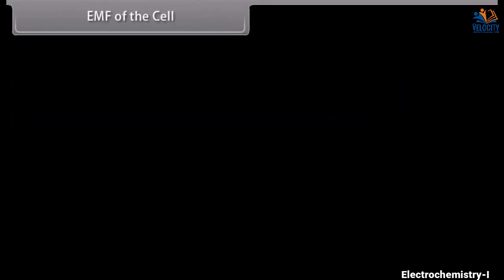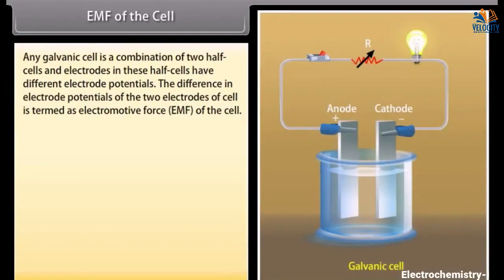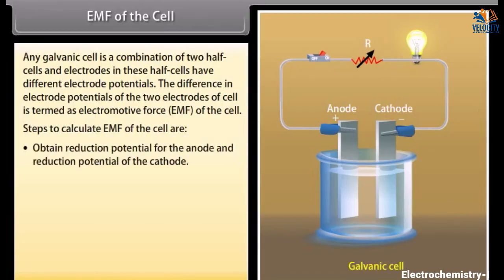EMF of the cell. Any galvanic cell is a combination of two half cells, and electrodes in these half cells have different electrode potentials. The difference in electrode potentials of the two electrodes of the cell is termed the electromotive force of the cell. Steps to calculate EMF of the cell are: obtain the reduction potential for the anode and the reduction potential of the cathode. Combine the two reduction potentials.